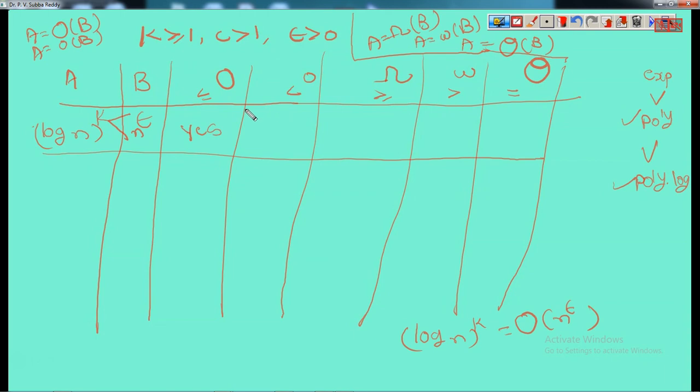What about this? Less than or equal to is true, so less than is automatically true, no? So from the order of growth point of view, less than or equal to is true, and less than is true.